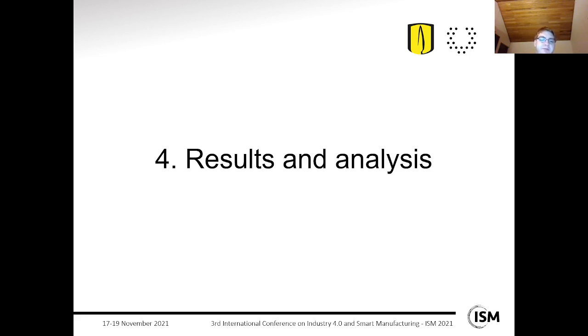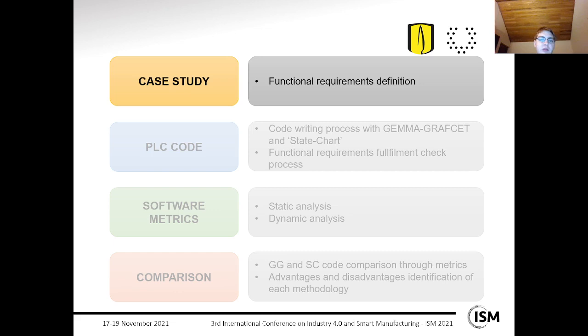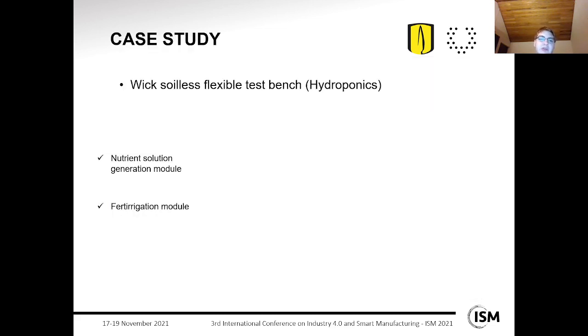So as first result, we have a case of study. We need this to have a system to try the code. And with the definition of the case of study, we have to identify the functional requirements of the system. So we select a wheel soilless flexible test bench related with hydroponics.